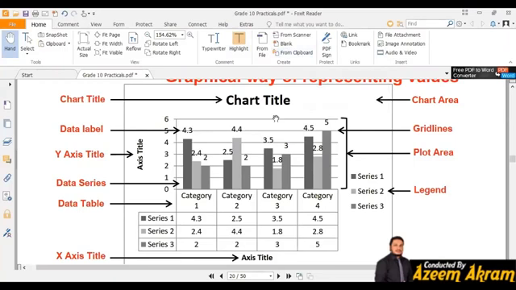So, total 10 components of a chart. I'll give you 3 minutes' time. Make it fast, quickly, learn by heart, as fast as possible.